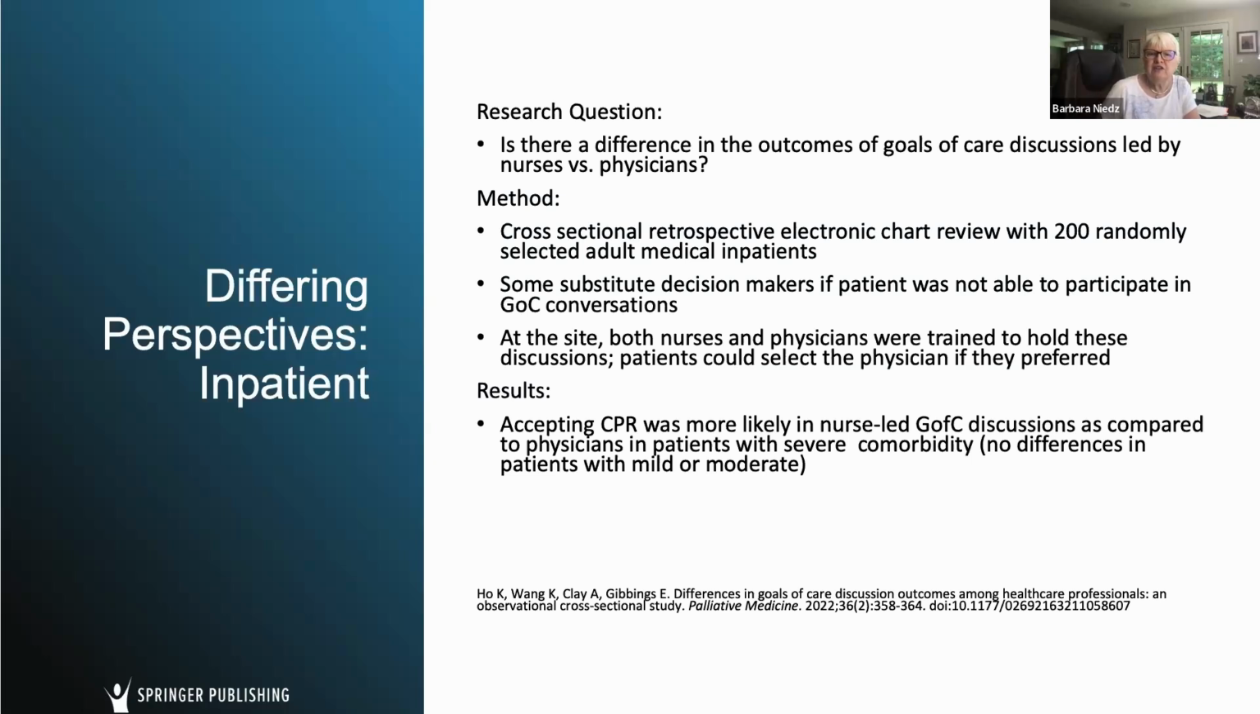And there was an educational process with both the physicians and the nurses who were involved in this, and also triggers for those conversations that were in the electronic system that they were using. And one of the results that I thought was very interesting was accepting CPR was more likely in a nurse-led goals of care conversation as compared to physicians, in patients with severe comorbidity, with no other differences in patients with mild or moderate. So I thought that was a little bit of an interesting study as well.